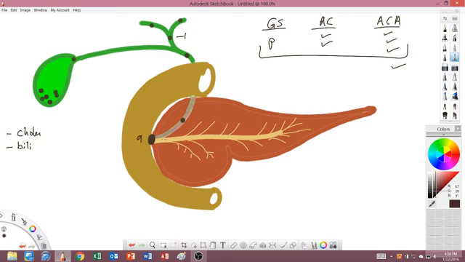Gallstones in the ampulla of Vater will cause all three things: acute cholecystitis, acute cholangitis, and acute pancreatitis. Okay. And what's the most common cause of acute cholecystitis in terms of infection? E. coli. Which means what? E. coli is bile resistant. It cannot be killed by bile, unlike other gram-positive bacteria.